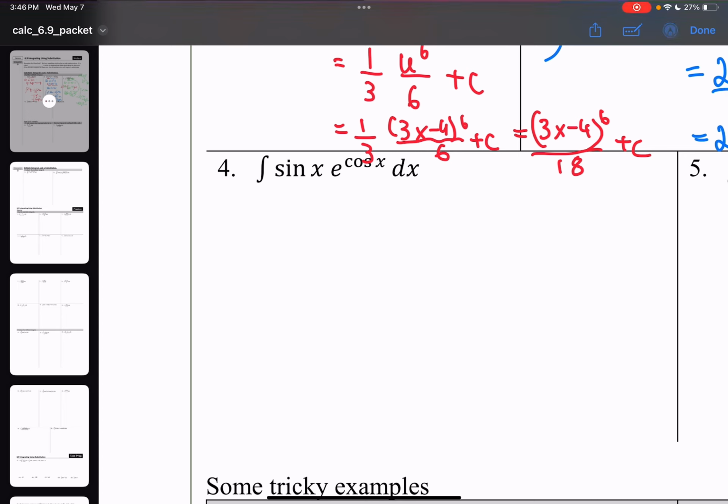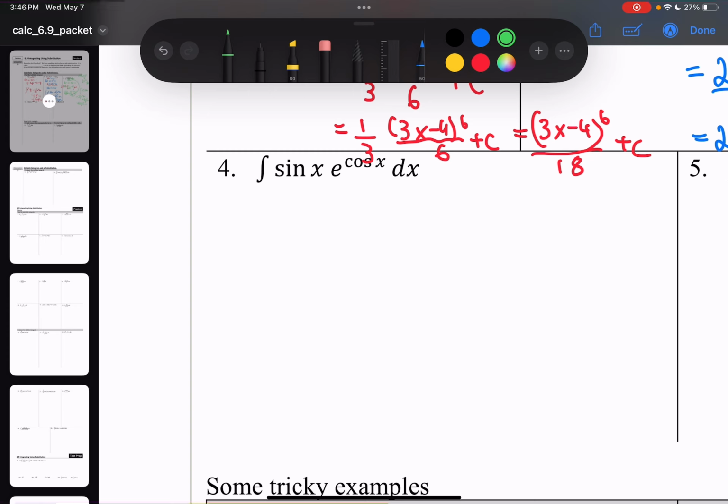Now, in number 4, we got sine x e to the power of cosine x. Remember, all you gotta do is basically think about two values where one is the derivative of the other. I know for sure that the derivative of cosine x is going to be sine x, negative sine x to be exact. Whenever you have e, always take u as its power. So over here, u is going to be the power of e, which is cosine x. So du is going to be negative sine x dx.